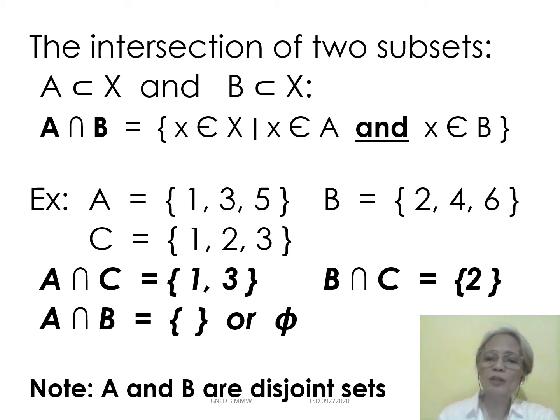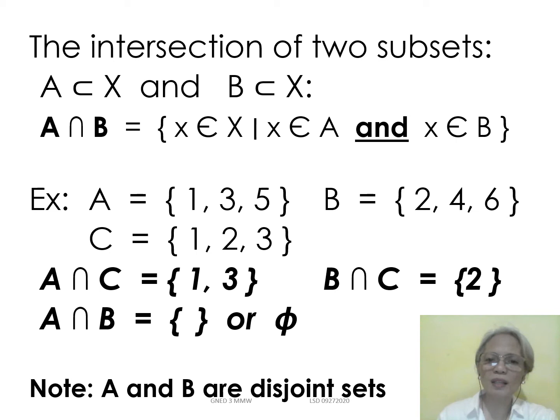The intersection of the sets B and C. Again, you look at the elements of B and you look at the elements of set C, and notice that 2 is common to both sets, and therefore the intersection of the two sets B and C is a set which contains the element 2. What about the sets A and B? What is the intersection of the two sets?